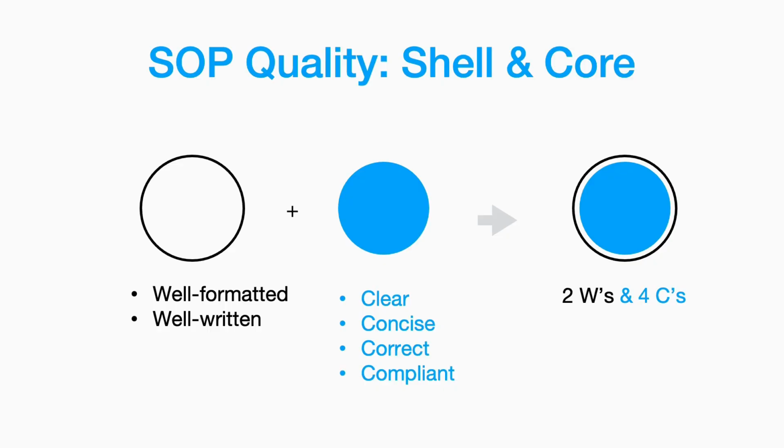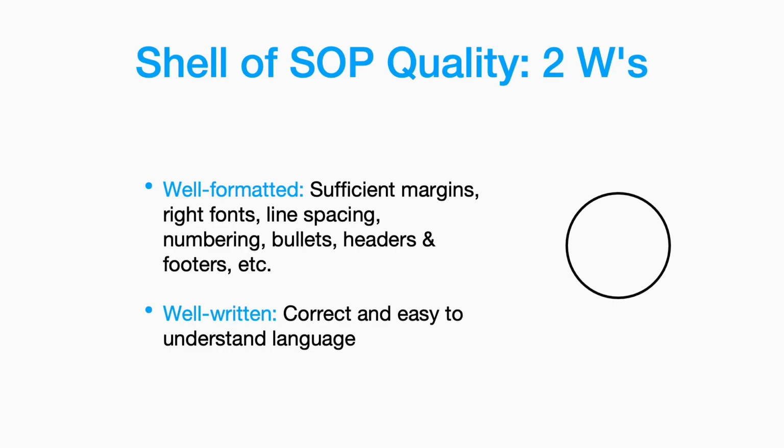Now let's dive slightly deeper into the shell of SOP quality. What does well formatted mean? It means sufficient margins, right fonts, good line spacing, good breathing space in the document, white spaces, and well formatted numbering, bullets, headers, footers, etc. And well written means the language should be correct and easy to understand, simpler words, shorter words, imperative sentences, and so on. But good formatting and good language are not enough.